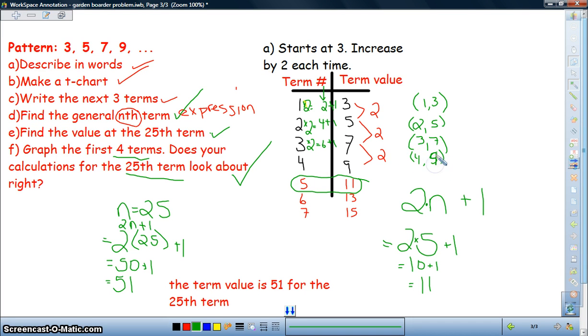And let's see if it looks about right if we were to look at the term number 25, and if we went all the way up our line, would it get us to 51? That's where we'll check in class. Coming into class tomorrow, you should have these 4 points plotted on your graph and connect them with a straight line past the 4th dot.